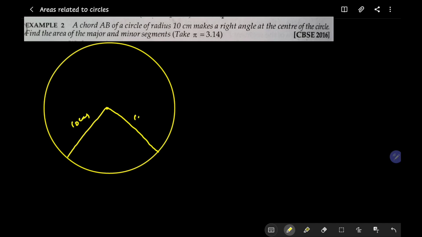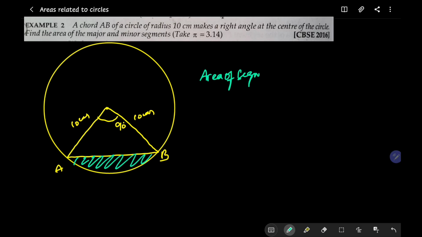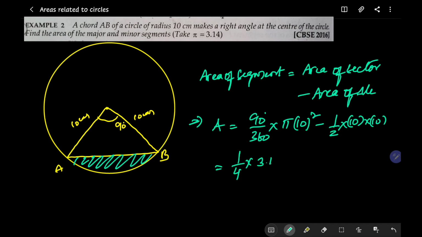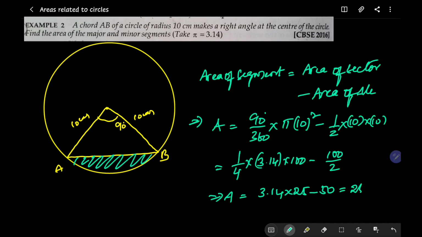In this second problem, the simplification part is very simple as the central angle is given as 90 degrees. We know already the area of the segment shaded in the green color is equal to the subtraction of the triangle area from the sector area. Sector area is equal to theta by 360 into pi r square, and as the triangle is a right angle triangle, we can apply half into base into height for the area of the triangle. After substitution and calculations, we'll get the area of the segment as 28.5 centimeters square.